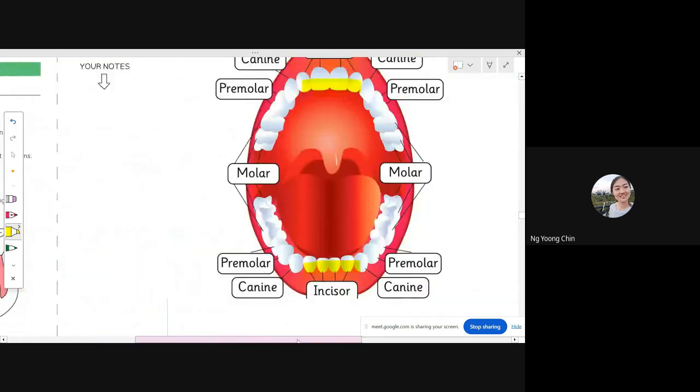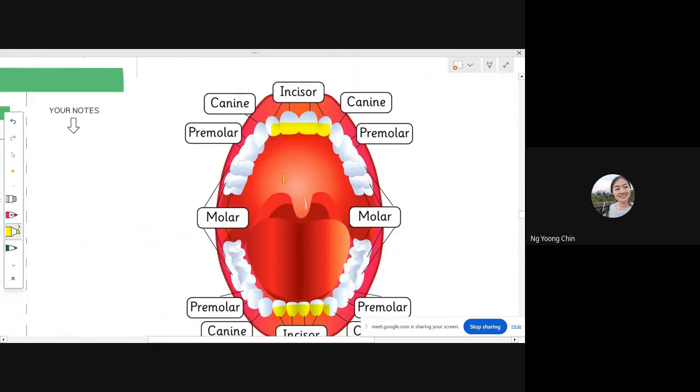Then how about the canine? Canine refers to here. The teeth with a very sharp edge, like this. This is a canine. Can you see?